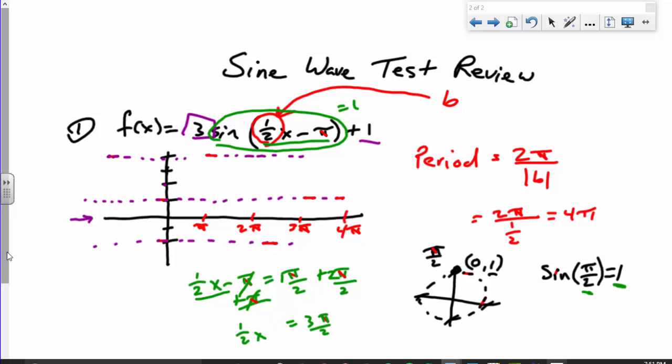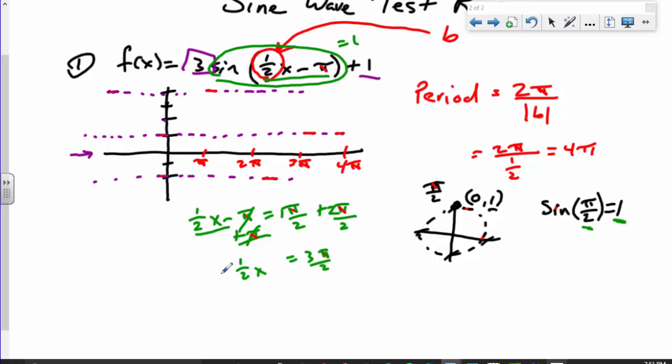Okay, so let's move down a little bit. Let's multiply both sides of this equation by 2. When I do this, this 2 and this 2 will cancel, and this 2 and this 2 will cancel. So now 1 times x is x, which is equal to now 3 pi.